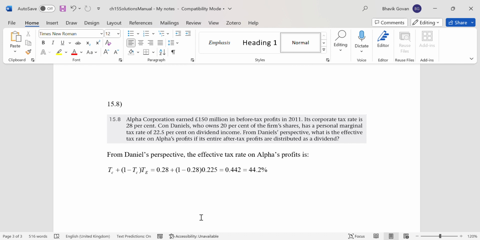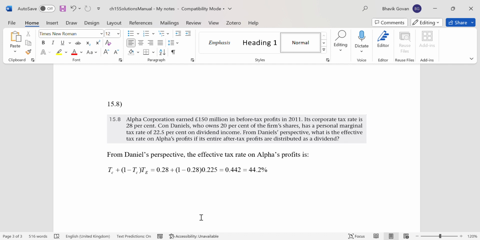Alpha Corporation, they earned £150 million in before tax profits in 2011. Its corporate tax rate is 28%. Con Daniels, who owns 20% of the firm's shares, has a personal marginal tax rate of 22.5% on dividend income. From Daniels' perspective, what is the effective tax rate on Alpha's profits if its entire after-tax profits are distributed as a dividend?